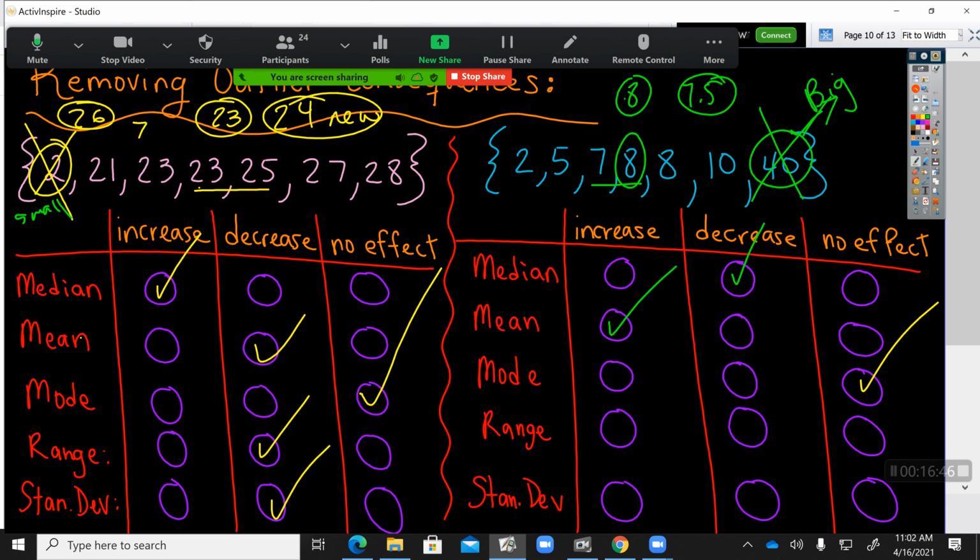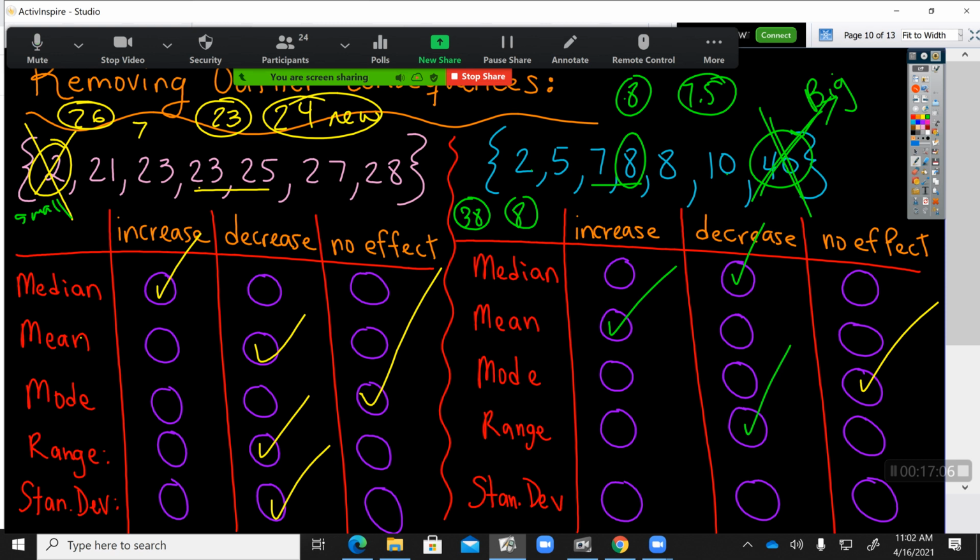So over here on range, if we start off with the range without removing the outlier, it'd be 40 minus 2, which is 38. Now if I remove this 40, the outlier, and now I find the range, it is 10 minus 2, which is 8. As you can see clearly, that range decreased.